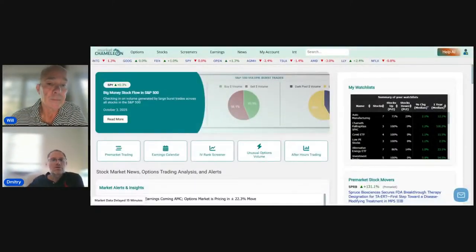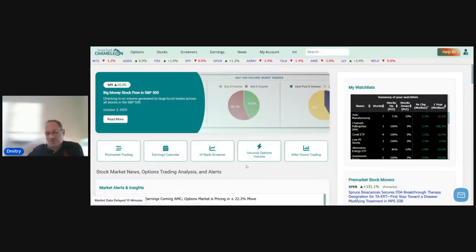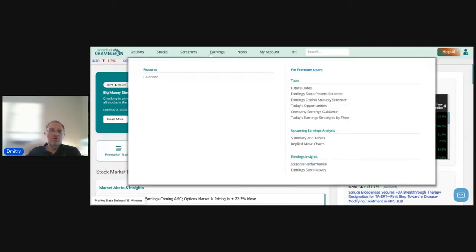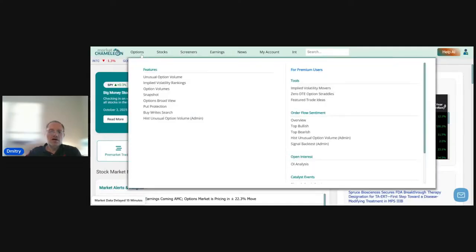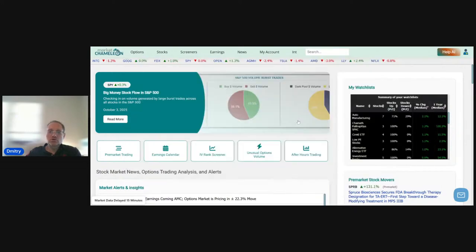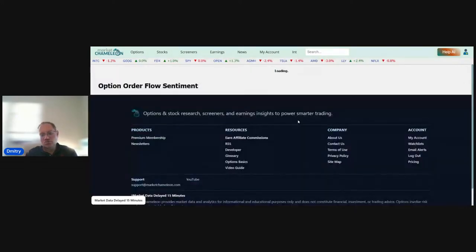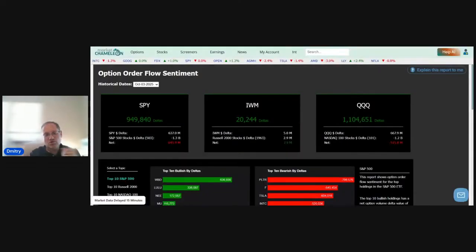Okay. Good morning, everyone. Let me navigate to the screen. And today we'll go over the option order flow sentiment report. There's a consolidated report. I'm going to navigate to it, and then we'll talk about it. So up top under the menus, go under options, and then go order flow sentiment. We're going to click overview, and this will take us to the main order flow sentiment report.